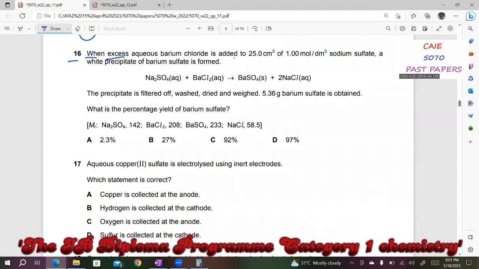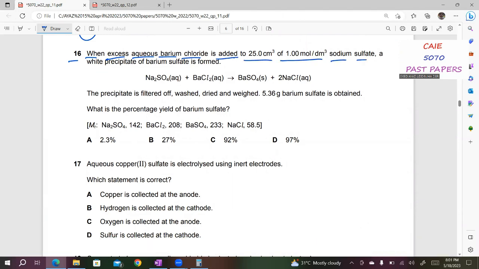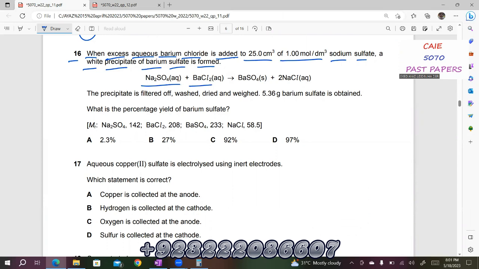16. When excess aqueous barium chloride is added to 25 cm³ of 1 mol/dm³ sodium sulfate, a white precipitate of barium sulfate is formed. The reaction is Na2SO4 + BaCl2 gives BaSO4 + 2NaCl. The precipitate is filtered off, washed, dried, and weighed. 5.36 grams of barium sulfate is obtained. What is the percentage yield of barium sulfate? The Mr of these compounds are provided here.